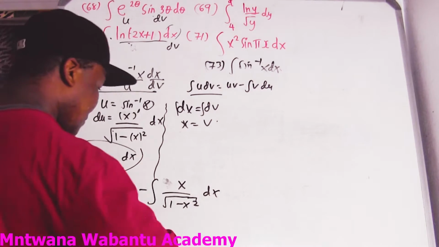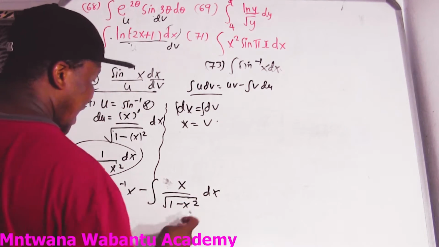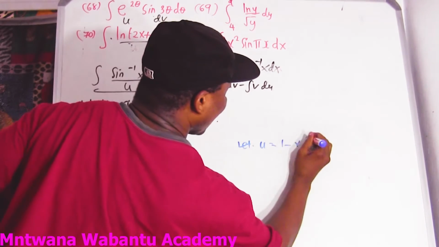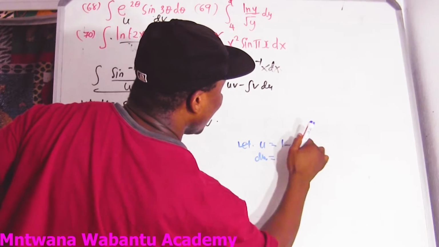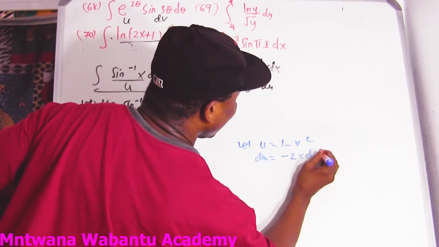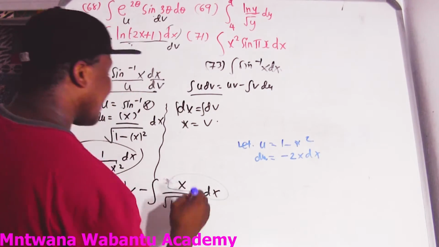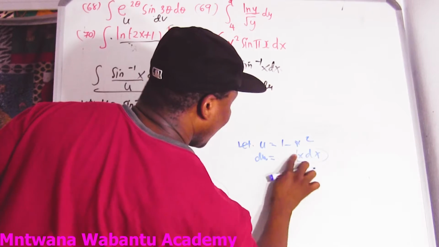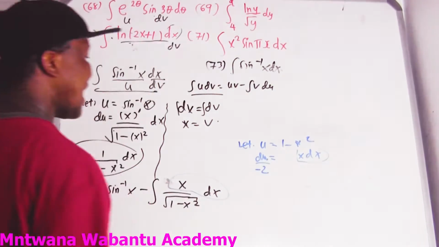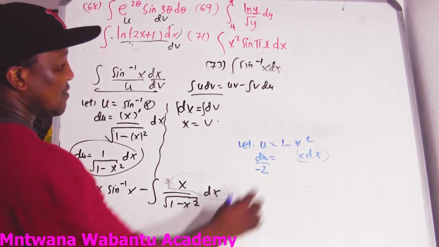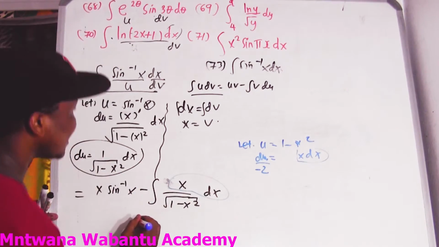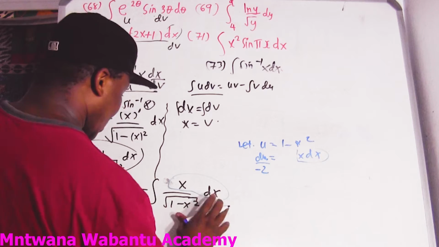Let u equal 1 minus x squared. Differentiate this: du equals negative 2x dx. But I only have x dx, so I can just divide by negative 2. So x dx equals du over negative 2. Now I can replace this.